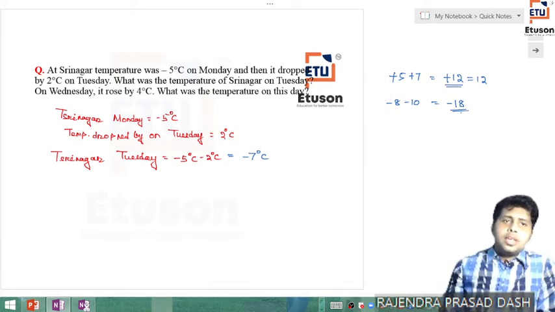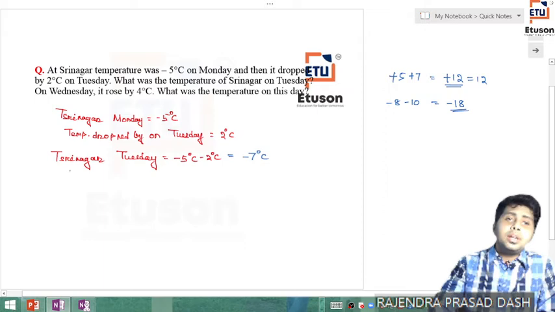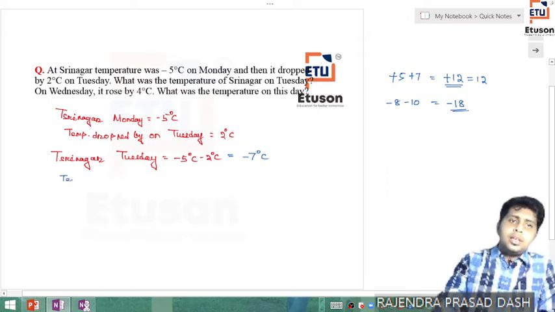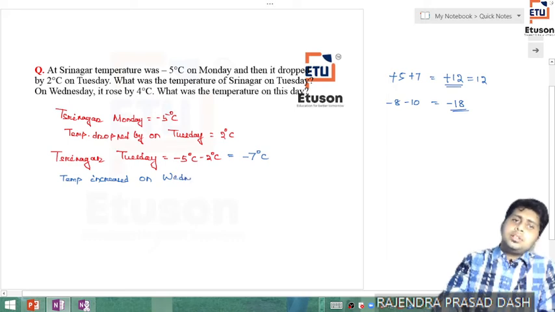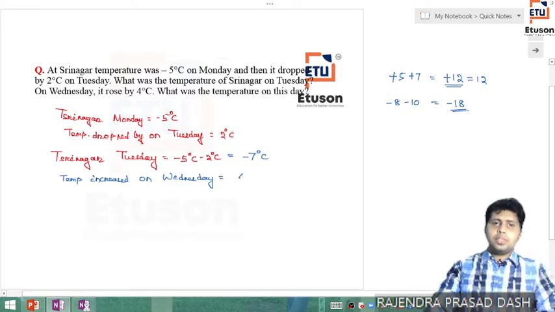Next we will go to the next part of the question. The next part of the question is: on Wednesday it rose by 4 degrees Celsius. Rose by means the temperature is increased. Temperature increased on Wednesday is 4 degrees Celsius.